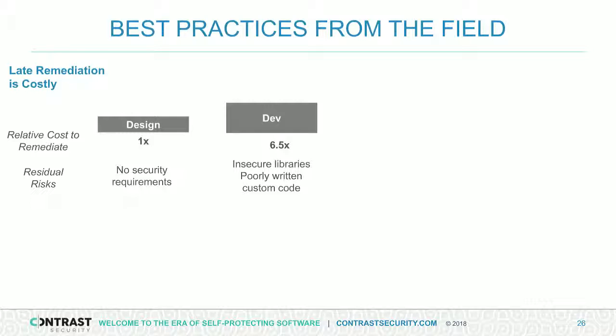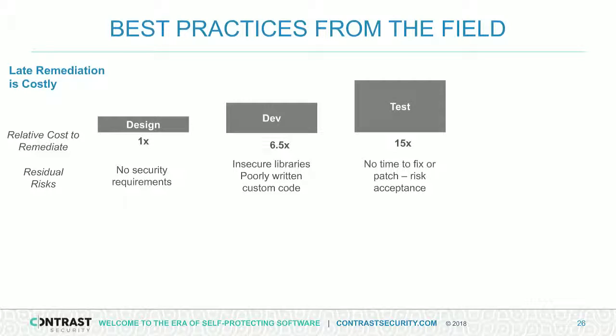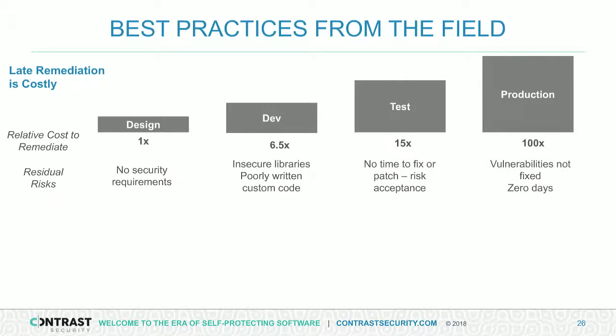And if you don't fix it in development, you'll have insecure libraries, poorly written code, again, opening you to potential vulnerabilities there. And as we go along the software development lifecycle and we go into the testing period, we can see that it's a 15x factor in terms of the relative cost to remediate. And then in production, heaven forbid, there's a vulnerability in the production environment, it's 100x relative cost to remediate.